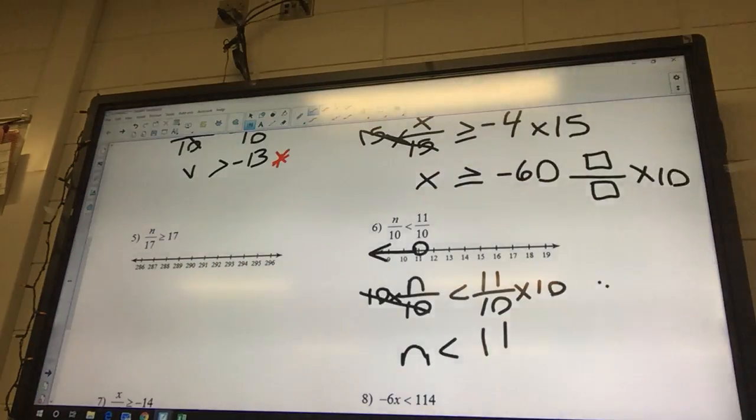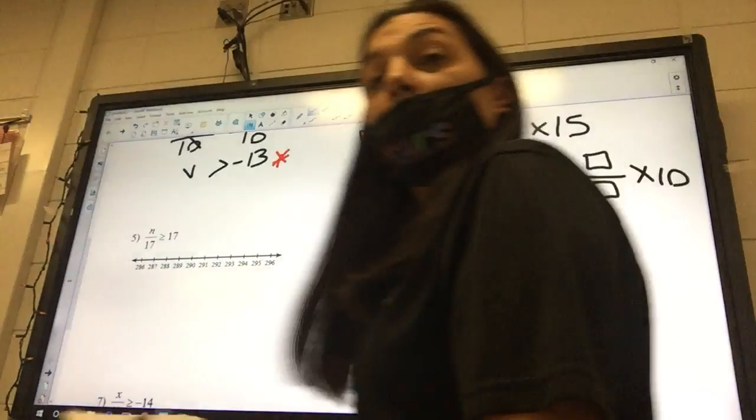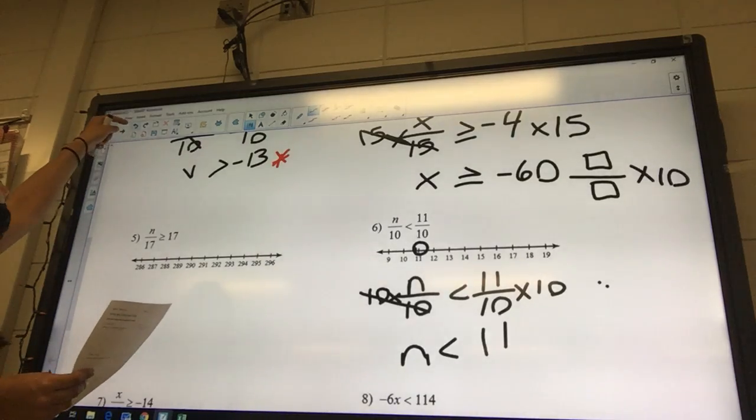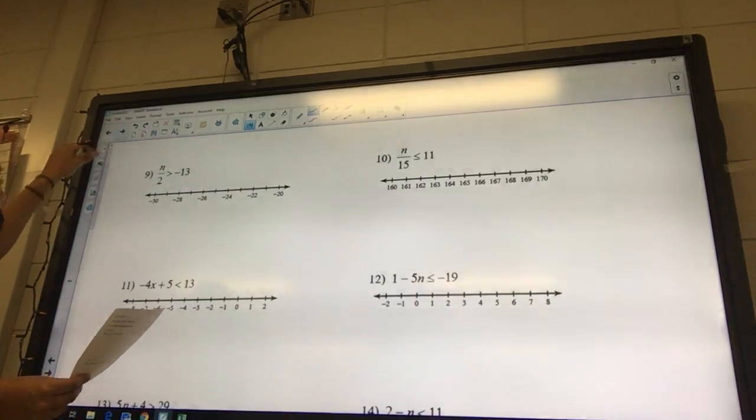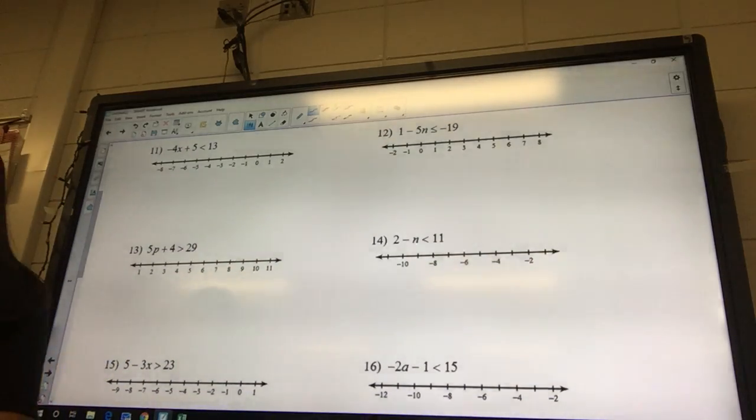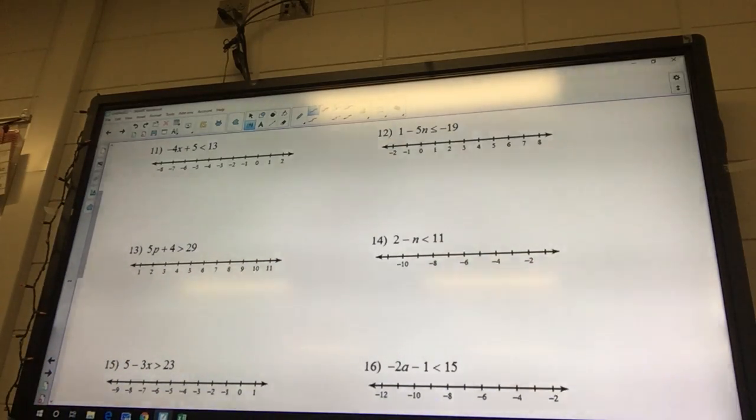Yeah. Okay, 11 is going to be an open dot pointed to the left. Okay, let's go on the back page. Yes, sir. I just learned this last year and I was just not realizing it. That's all right. It'll click eventually.